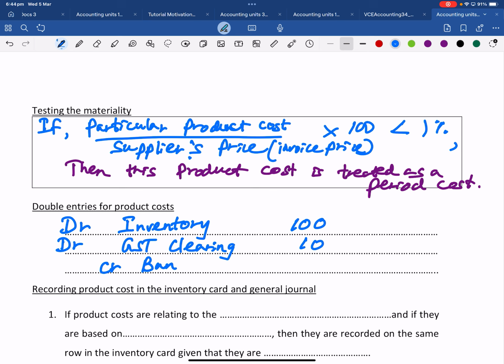What's after cost is treated as a product or period cost.